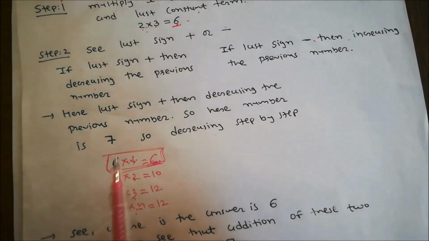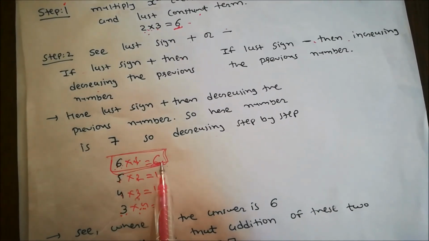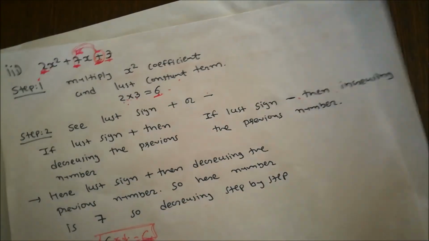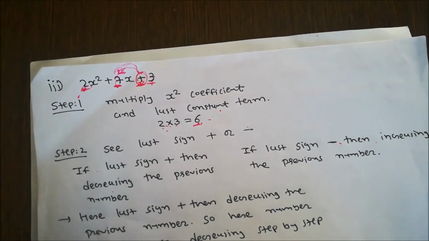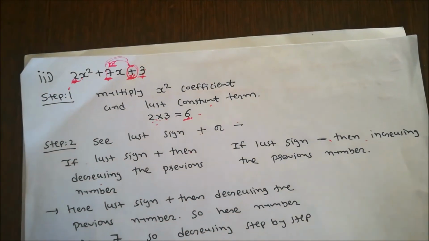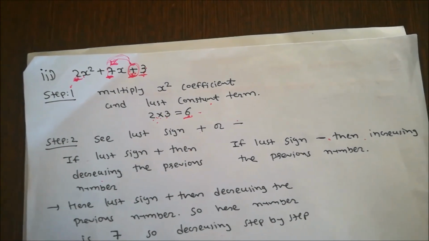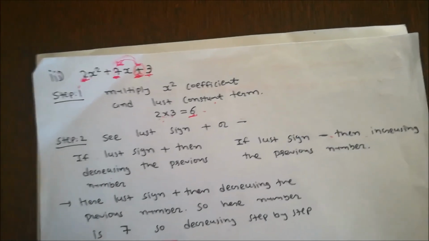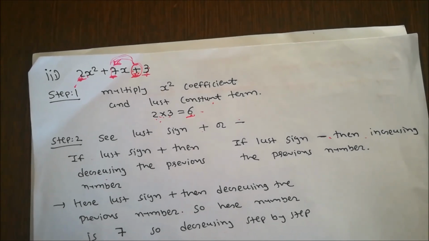So here we get the answer from the first step: 6 multiplied by 1 is equal to 6. Again, the last sign is plus, that's why the addition of these two numbers must be equal to 7. So we get 6 into 1 is equal to 6, and 6 plus 1 is equal to 7.